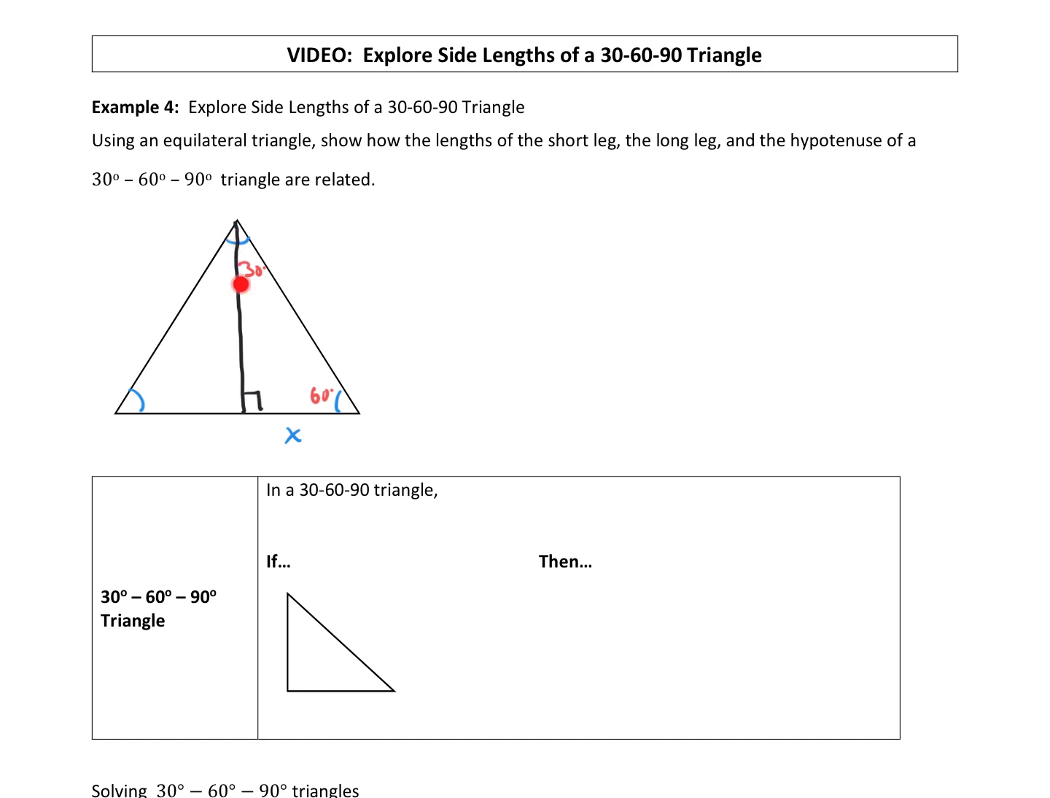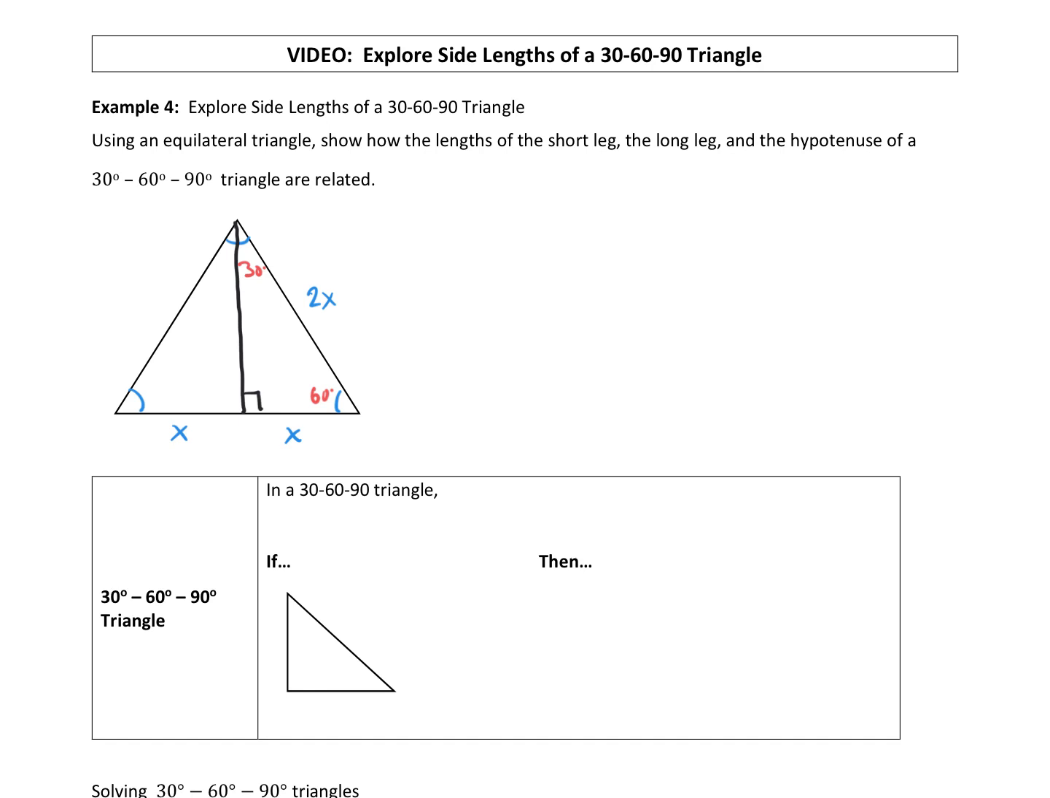Well, when this altitude comes in our equilateral triangle, it does bisect this side. So this side over here is also an X. How long is this whole side of our equilateral triangle? It's an X and another X. So this whole thing is 2X. So I know that this side of the equilateral triangle is 2X, and I know that this side is 2X.